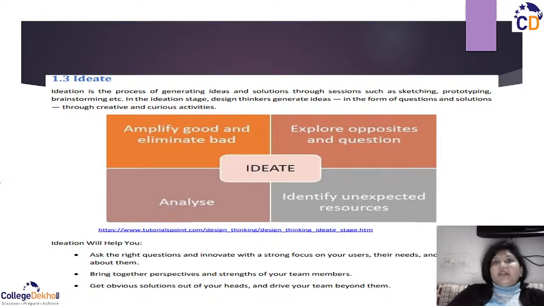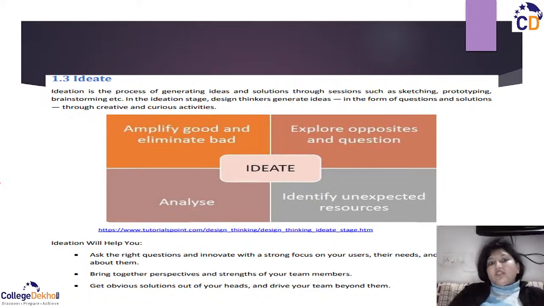Then we have ideate, which we have already discussed. What are the different steps in this? Let us explore this part. Ideation is the process of generating ideas and solutions through sessions such as sketching and prototyping. You may have the SketchUp tool for making the prototypes. You may have Tinkercad also for making the prototypes. You may have different brainstorming tools for generating the ideas.